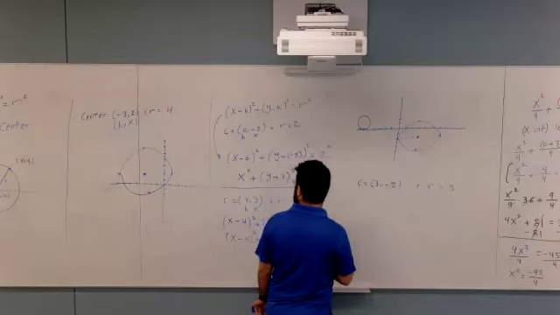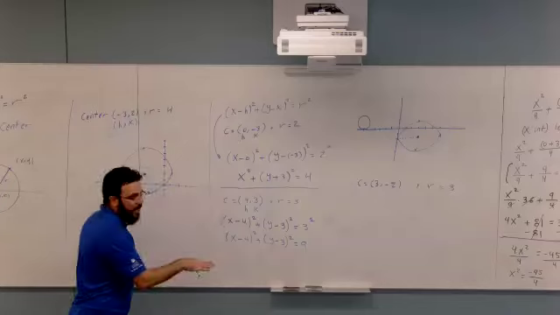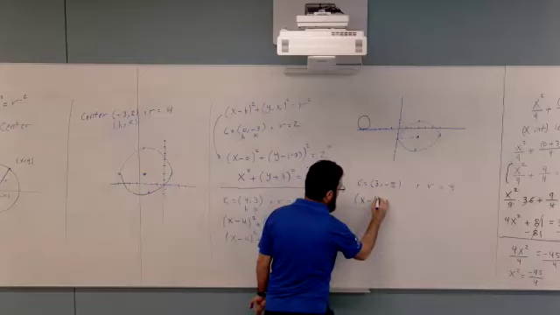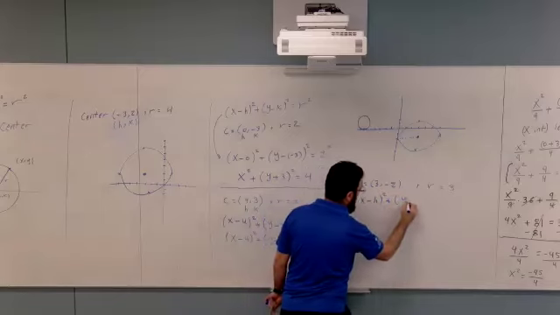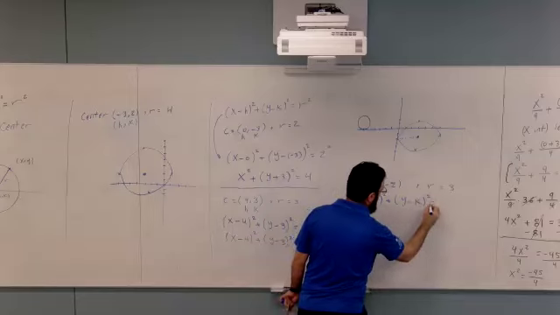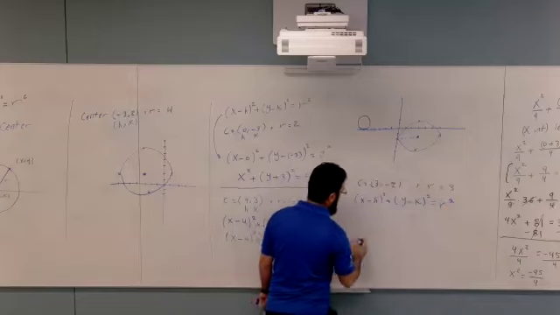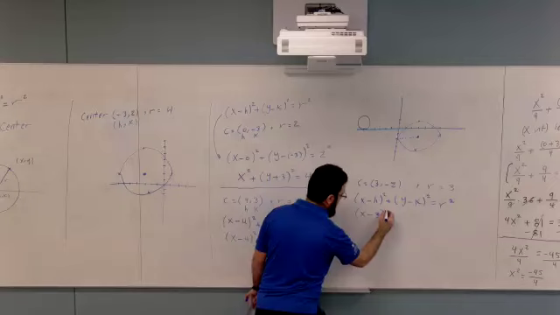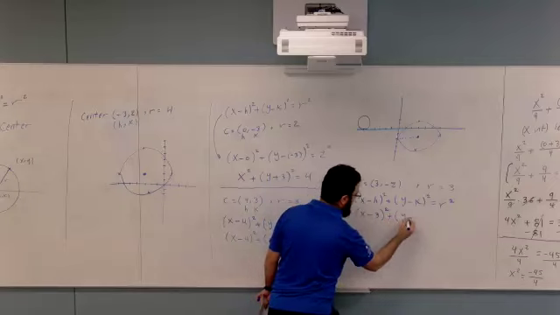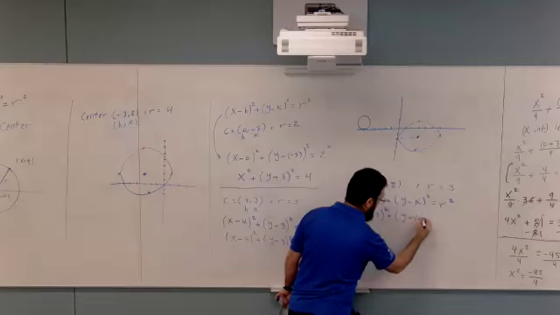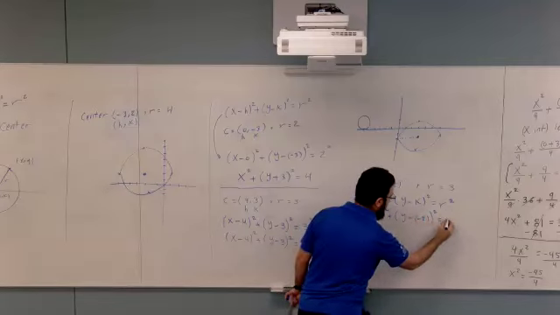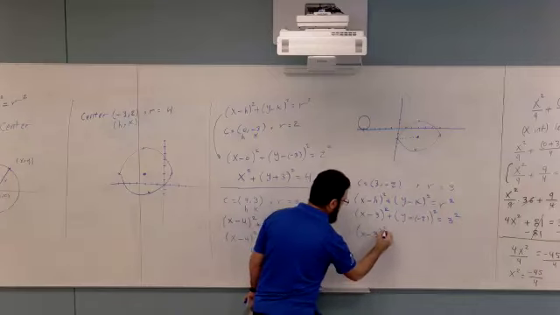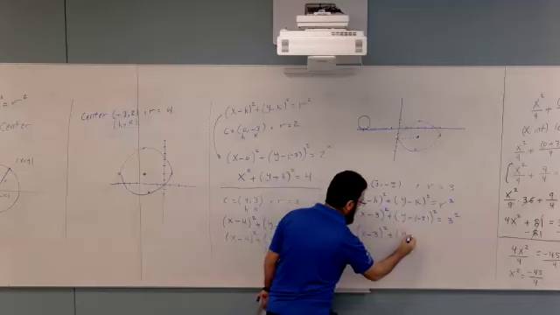So now we need to find what? The equation. Now we have the radius, we have the center. So it will be x minus h squared plus y minus k squared equals r squared. Be careful here. Simplify it: x minus 3 squared plus y plus 2 squared.